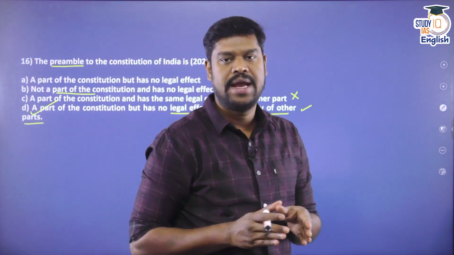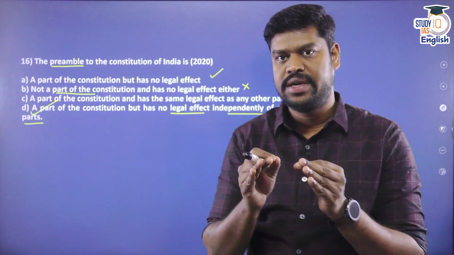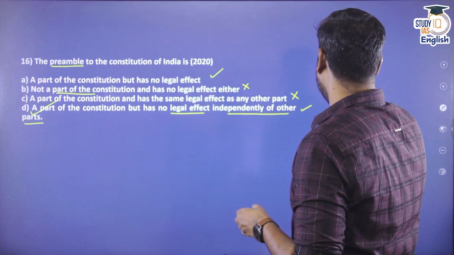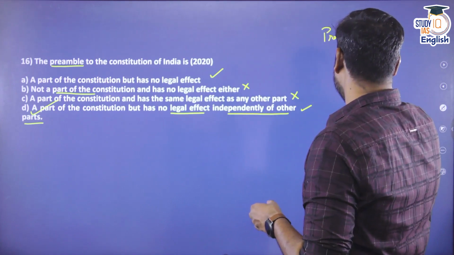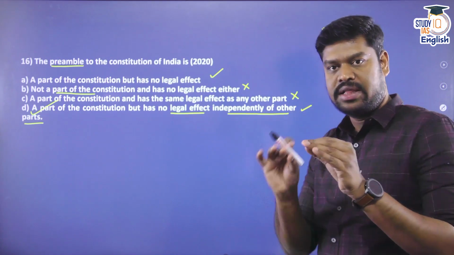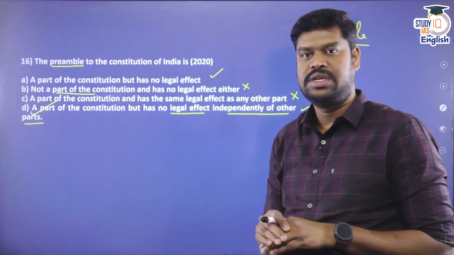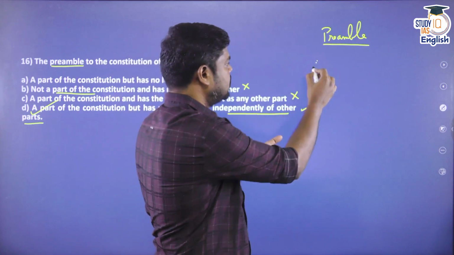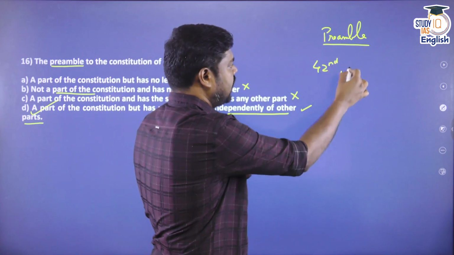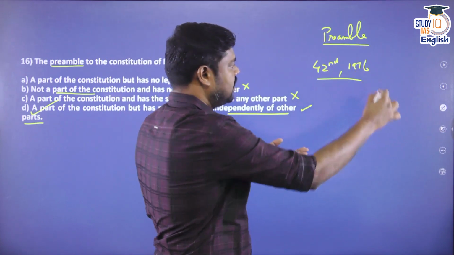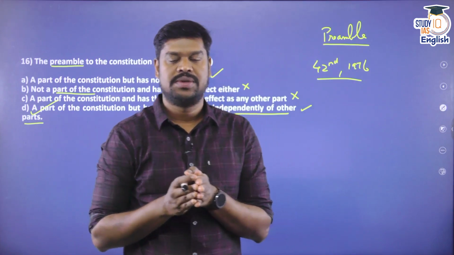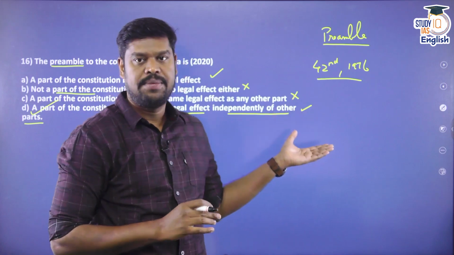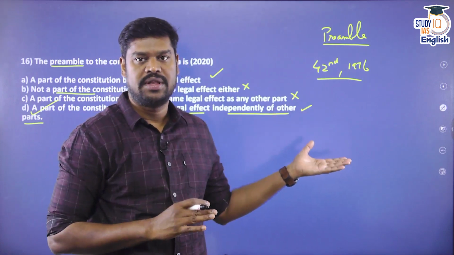Now please understand, preamble is a very small topic, but every year it is asked in the examination. So you should know each and every word that is given in the preamble, and in the right order. And not only that, you should be aware of the 42nd Constitutional Amendment Act 1976, which inserted three words into the preamble: socialist, secular, and integrity. Preamble is an integral part of the Constitution in the Kesavananda Bharati case.